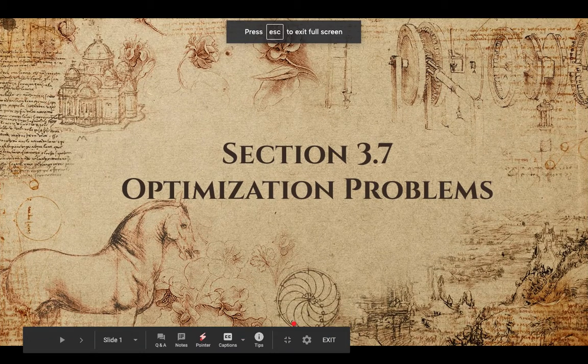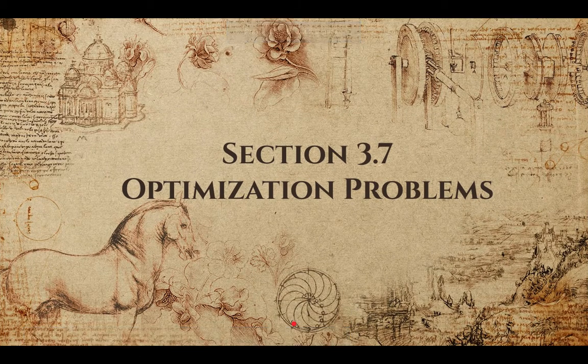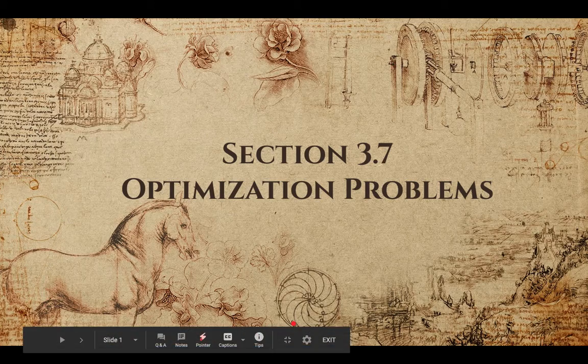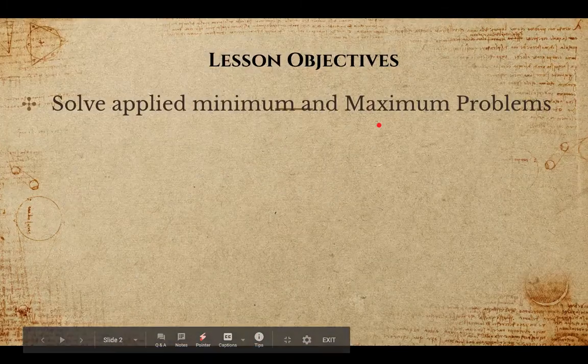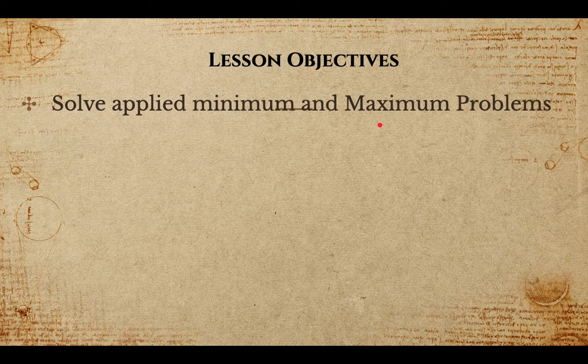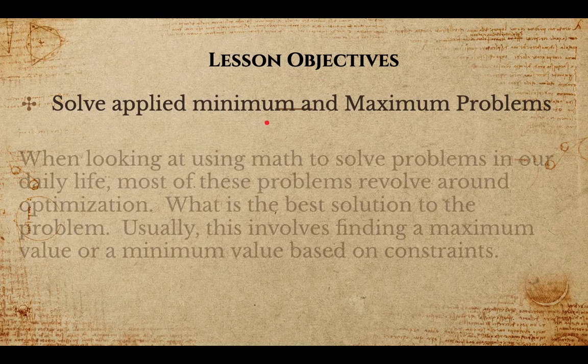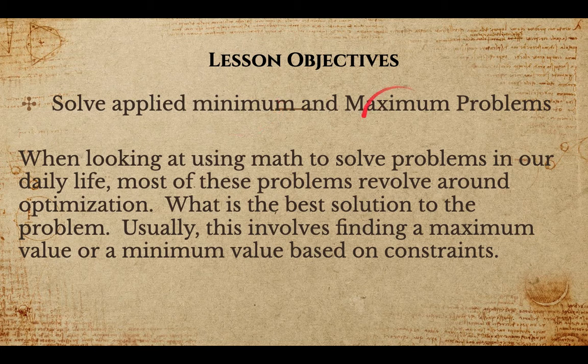Section 3.7. We're still in chapter 3, so we're still dealing with applications of derivatives. In this case, we're going to look at optimization problems. Optimization problems deal with finding a minimum or a maximum, because usually if we're trying to solve a problem, we generally want to get our best solution, which is what we mean by optimization.